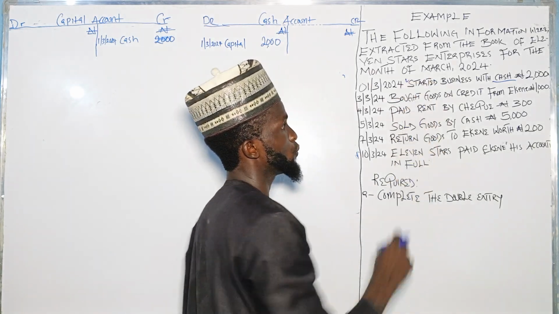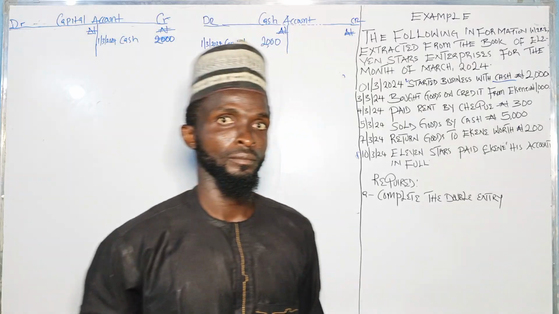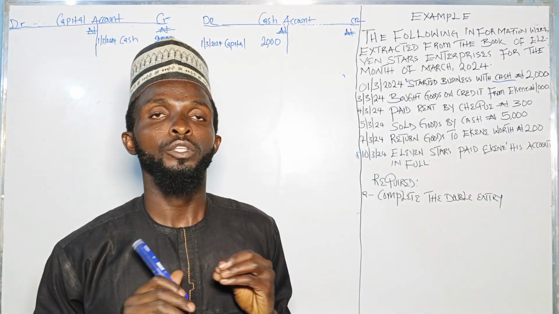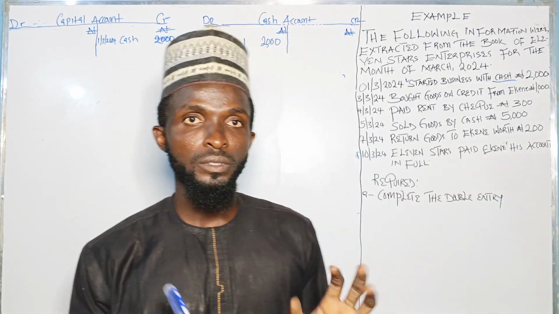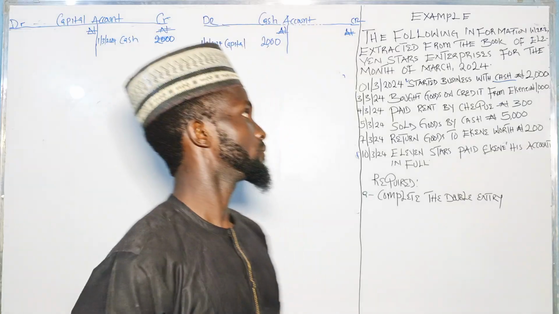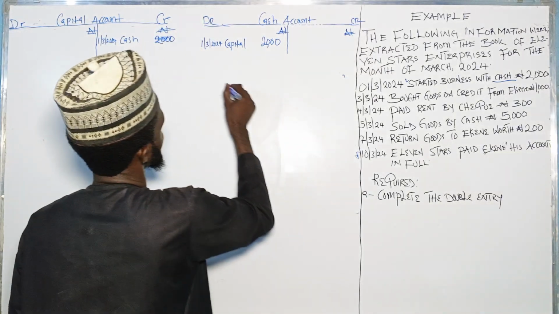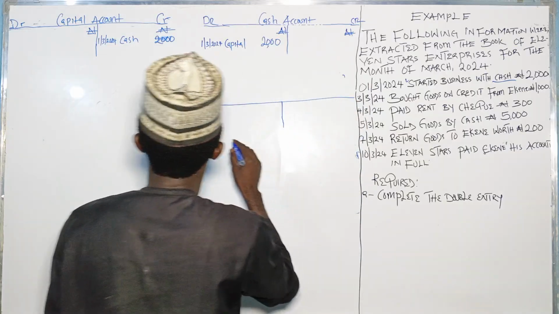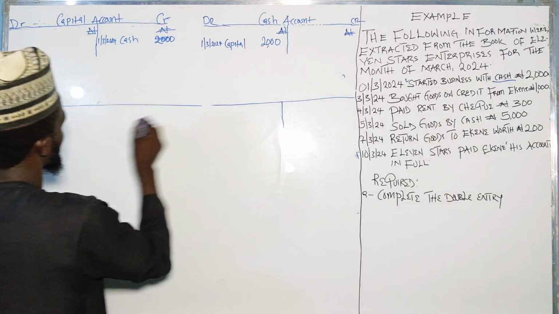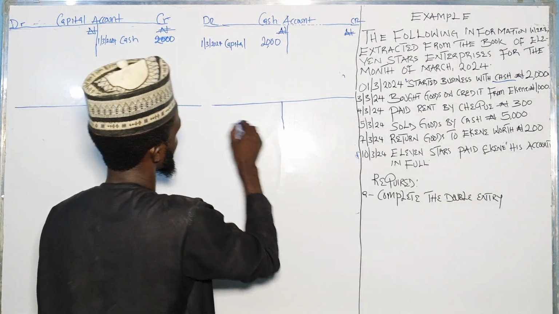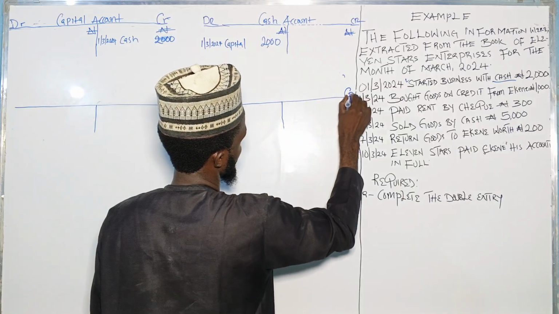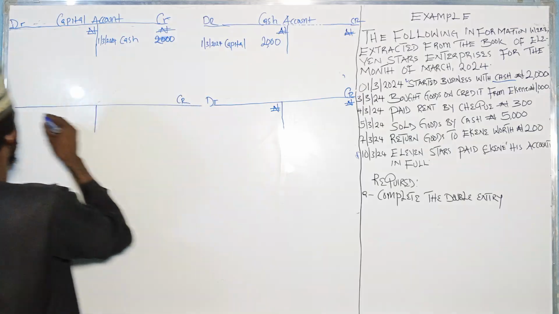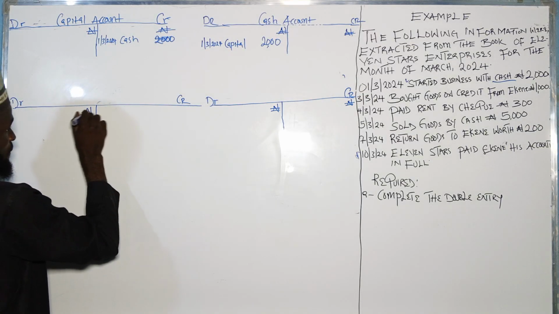Next one is bought goods on credit from Ekene. As usual, ask yourself some questions. What comes into the business? What goes out of the business? Who is the receiver and who is the giver? Bought goods on credit from Ekene. Debit, credit, debit, credit.